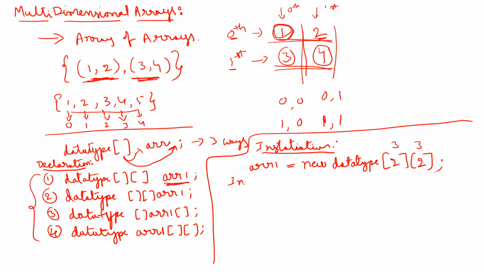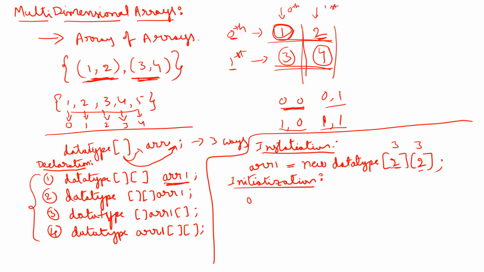Now, how to initialize the array? For initializing the array, we have to know the index. So this is a 2 by 2 array. The first index value will be 0, 0, the second one will be 0, 1, the third one will be 1, 0, and the fourth one will be 1, 1. Let's say this is an integer array we have created, and we will initialize this one with integer values.